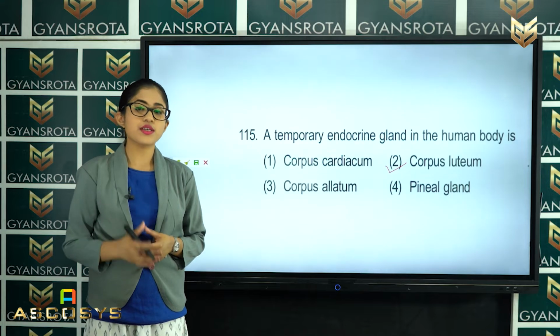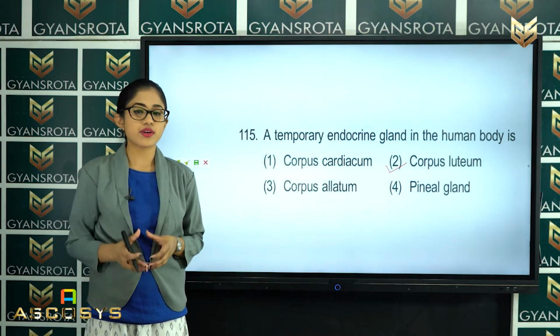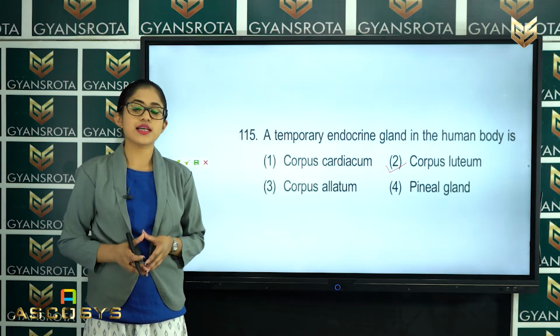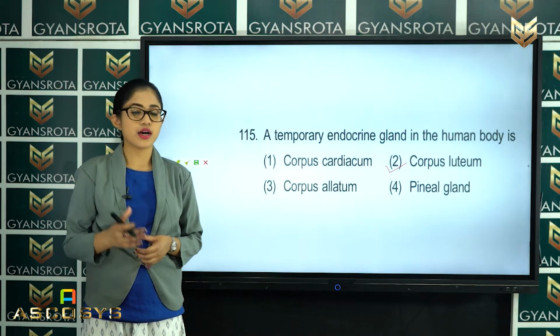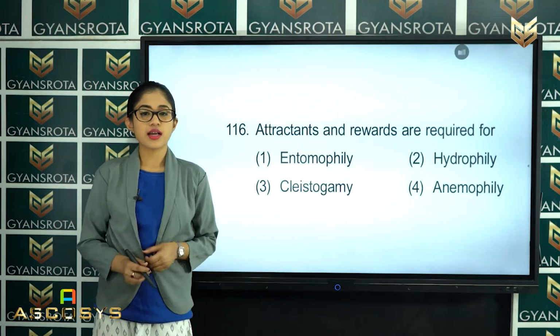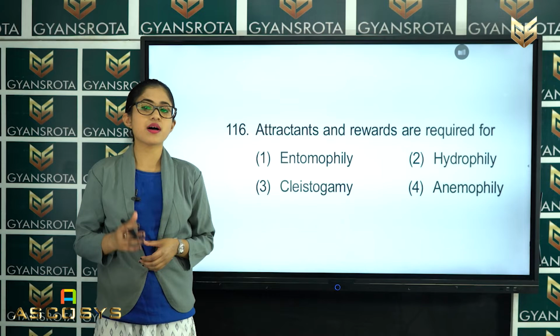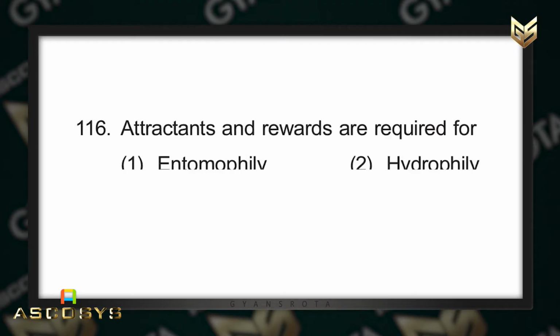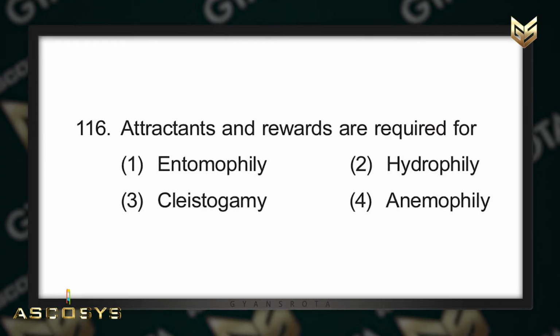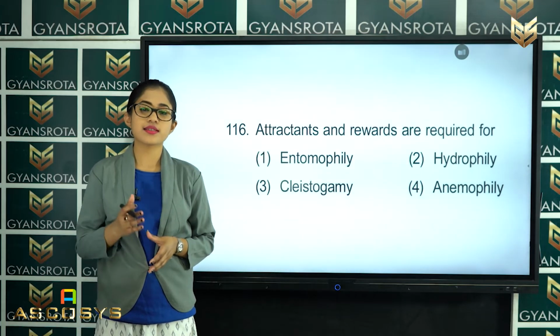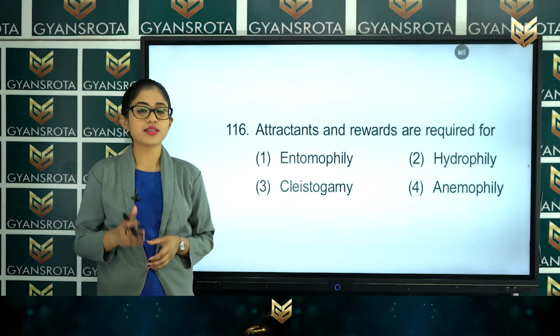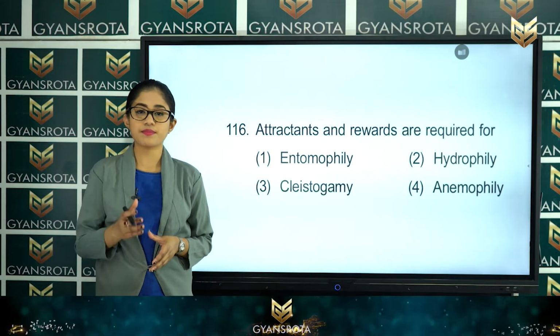So, corpus luteum is a temporary endocrine gland which is present in the human body. So, this is the correct answer. Now, let us see the next question. Now, in the next question, that is question number 116, attractants and rewards are required for entomophily, hydrophily, cleistogamy or anemophily. So, this question is given from the chapter Sexual Reproduction in Flowering Plants.